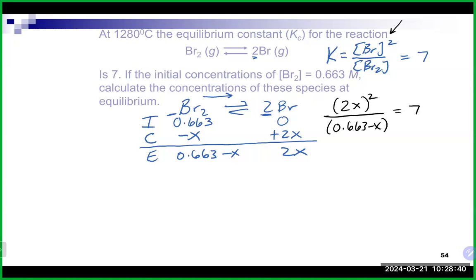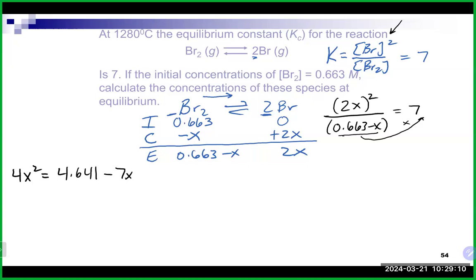All right, so I'm going to do a little bit of math here. I'm going to take this entire thing on the bottom and multiply it to the other side. And I'm also going to square the top part at the same time. That's going to give me 4x squared is equal to 0.663 times 7, 4.641 minus 7x.